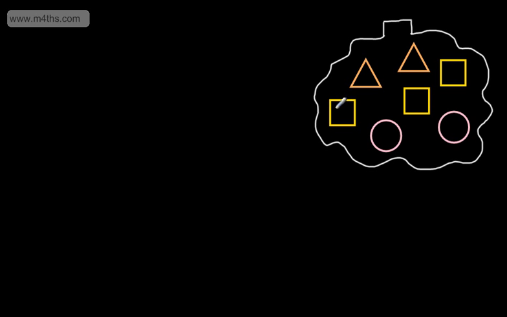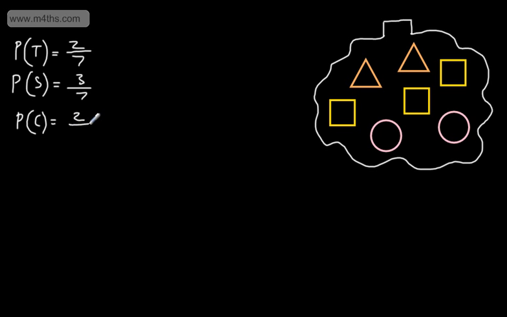I've got a bag of shapes here. We can see there are 7 shapes in total. I've got 2 triangles, 3 squares and 2 circles. So if I chose a shape at random, we could say the probability of a triangle would be 2 out of 7. There are 2 triangles and 7 shapes. The probability of a square, well, we can see there are 3 squares out of 7. And the probability of a circle, well, we have 2 circles out of 7 shapes. We saw in the last video that all of these probabilities will sum to give 1.